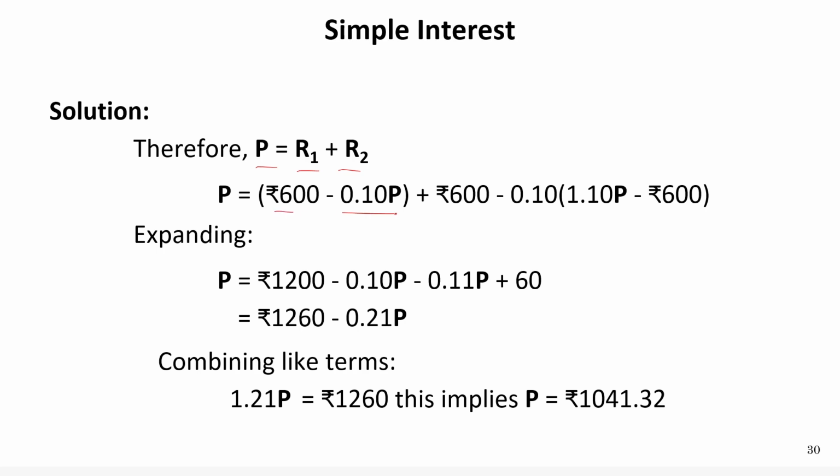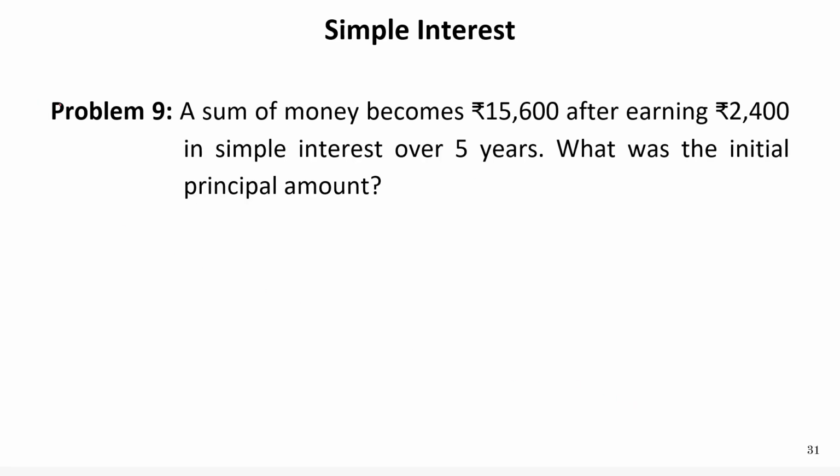So P is equal to (600 minus 0.10P) plus 600 minus 0.10 whole into (1.10P minus 600). That is the principal component of the second repayment. Expanding it further, what we are left with is P is equal to 1200 minus 0.10P minus 0.11P plus 60. So 1260 minus 0.21P. Combining like terms, 1.21P is equal to 2160. This implies that P is equal to 1041.3. So let's see problem number 9.